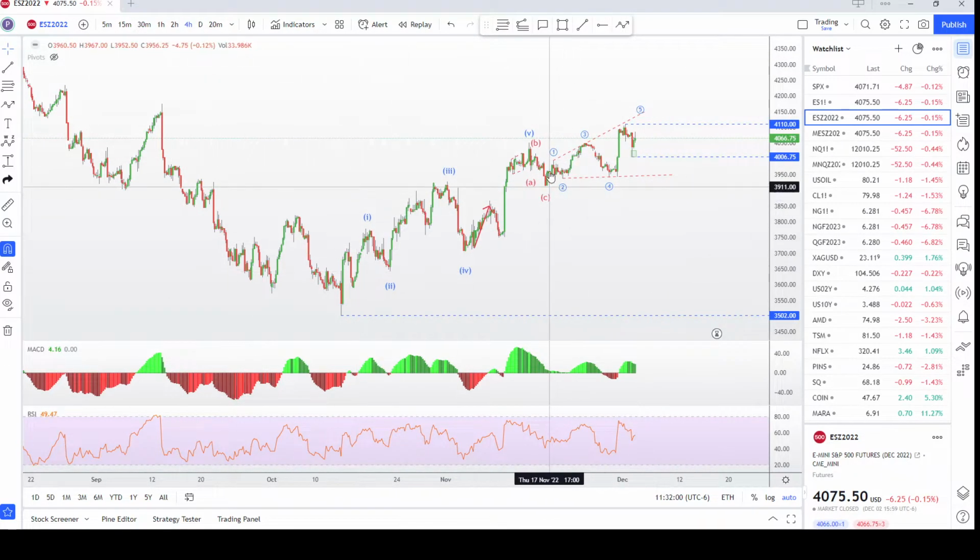Bears are going to say, okay, this is leading diagonal, that's A, correction B, and now this ending diagonal will be C, and now we head down, not straight down, but there'll be waves and waves and waves, but we're totally heading down. So you need to figure out what camp you're in.